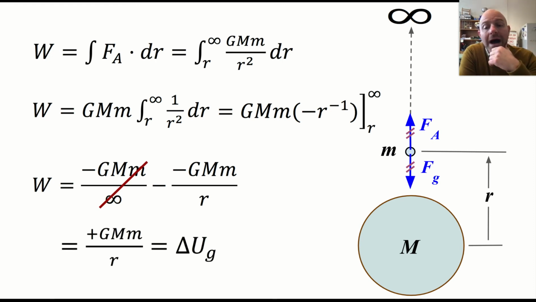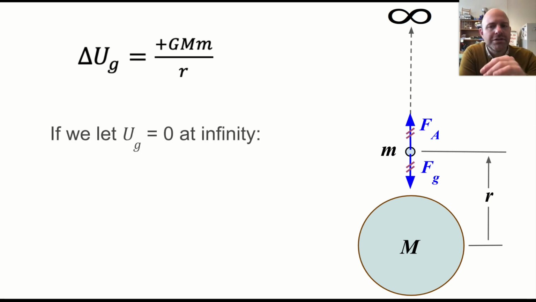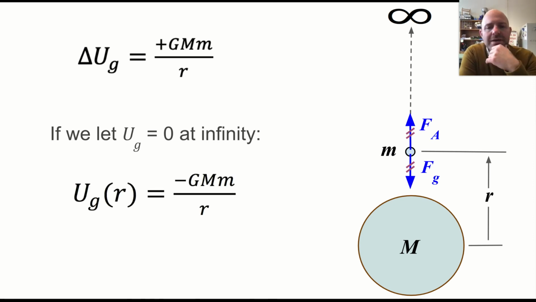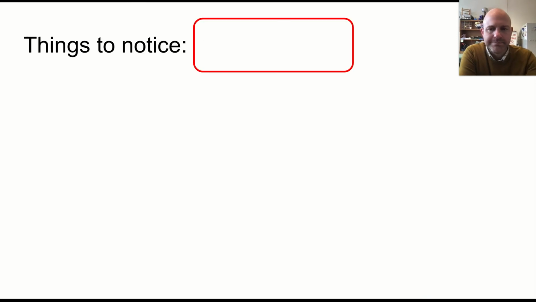So we end up with a positive GMm over R. That's the gravitational potential energy change to lift from some distance R to infinity. There's a subtlety here we need to figure out. That's the gravitational potential energy to lift up. So how much gravitational potential energy did we have when we weren't at infinity? Well, it's negative GMm over R, because that plus GMm over R, the change, gets us to 0 at infinity. And that's where that formula comes from.